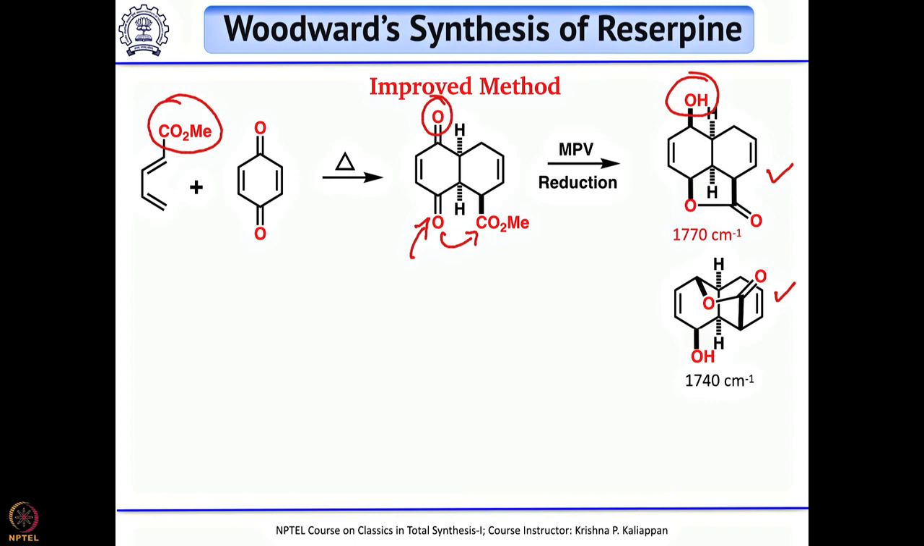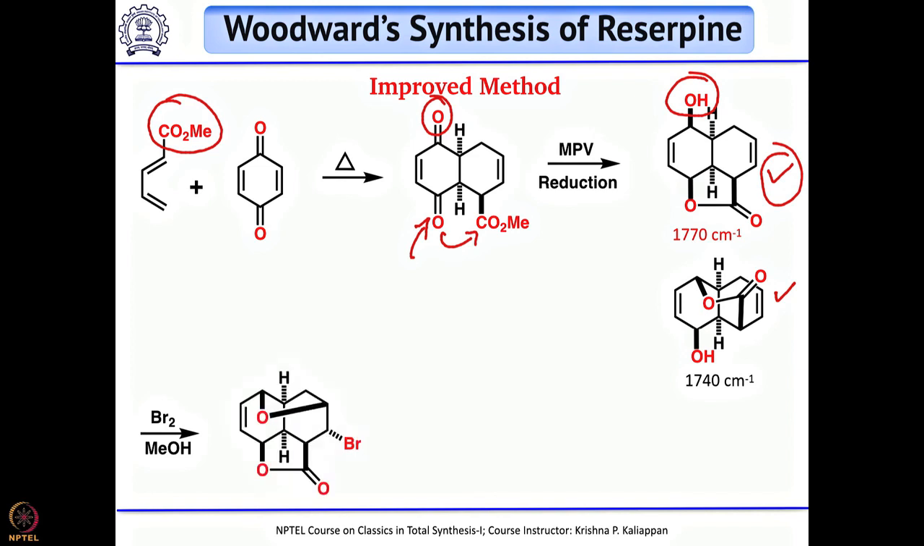You got only this because the IR peak was around 1770. So that confirmed that he got only the 5-membered lactone. Once you have this lactone, now if you treat with bromine and methanol, again the bromine will attack only from the alpha side.